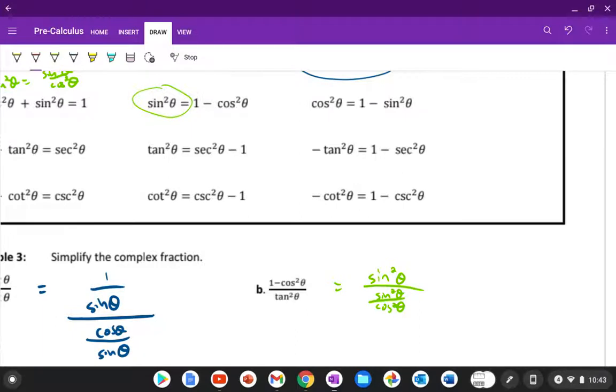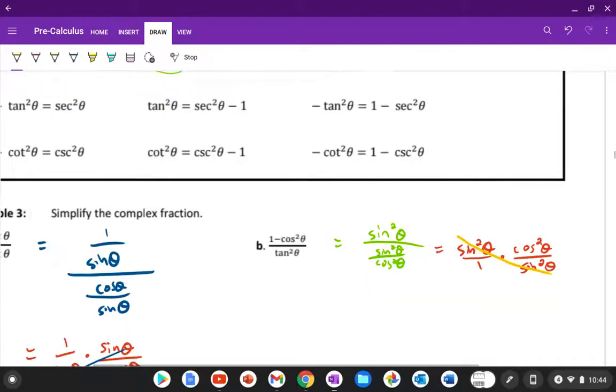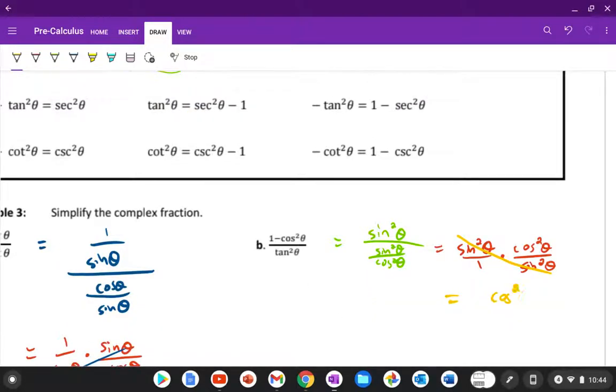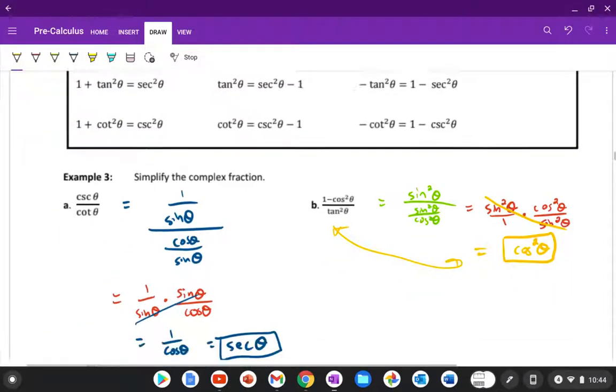Now we're going to just keep flip, keep the top, sine squared theta. You could say over 1 if you want to. Times we flip the bottom, cosine squared over sine squared. And we'll get the cancellation we're looking for. Sine squareds cancel. And it leaves us with just cosine squared theta over 1, which is just cosine squared theta. So that's our single trig function. It's kind of crazy, right, when you look back, how 1 minus cosine squared over tangent squared actually is just cosine squared. To me, it's at least a little bit kind of cool, right?